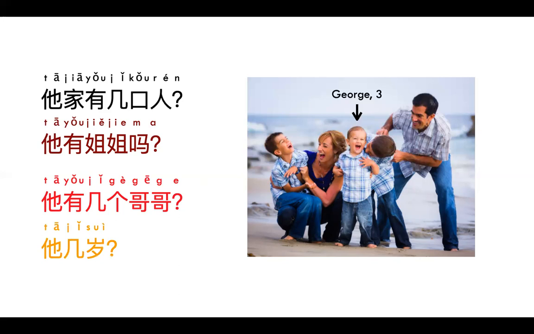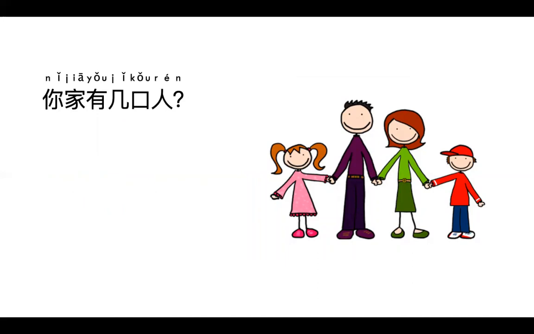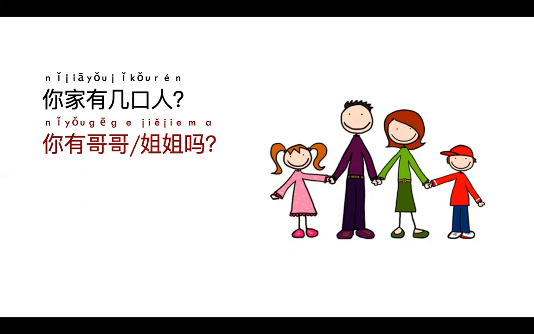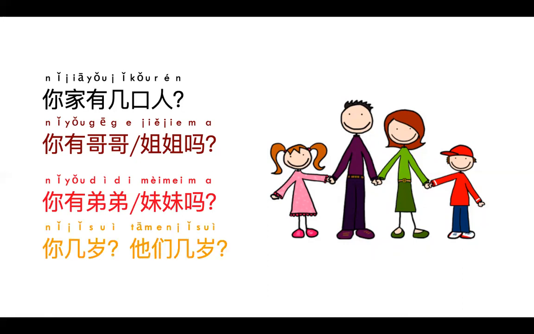他几岁? Answer, 他3岁. That's very nice. And now it's time to think about your family. Can you answer the questions about your family? For example, 你家有几口人? 你有哥哥吗? Or 你有姐姐吗? And 你有弟弟吗? Or 你有妹妹吗? And finally, 你几岁? 他们几岁? How old are you and the rest of your family members?